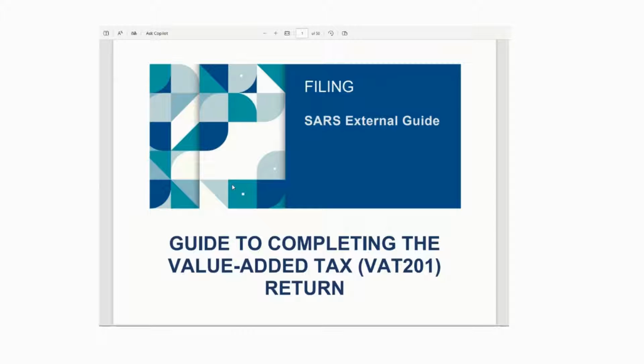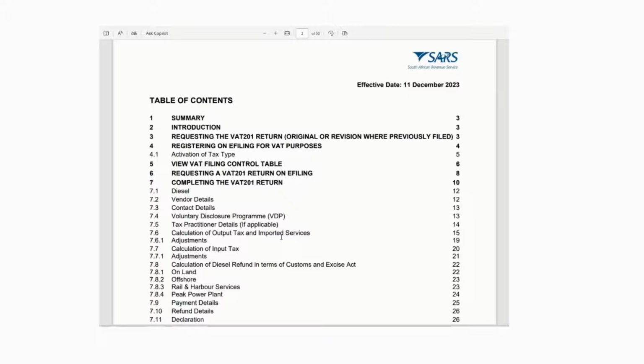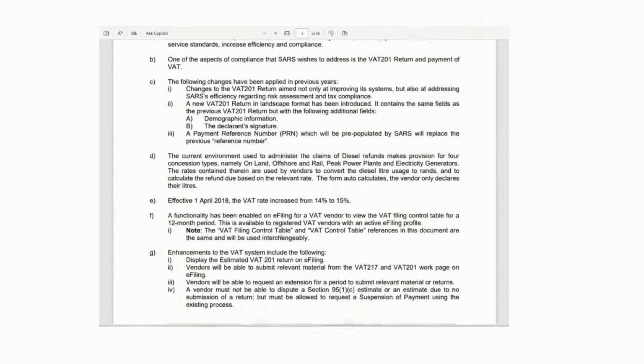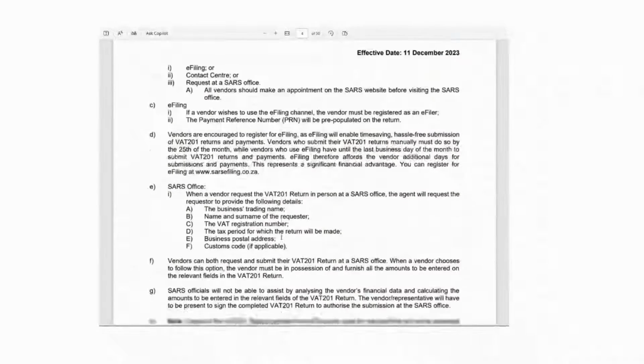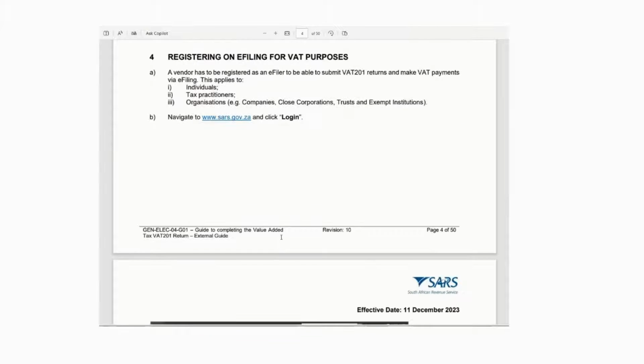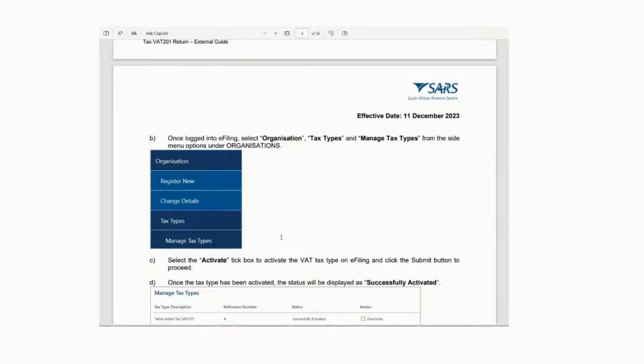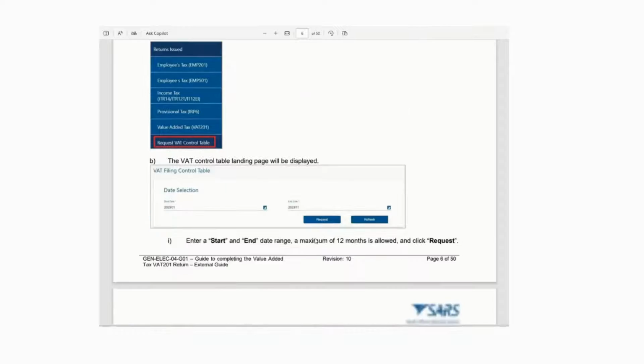So this is something new that you'll have to do on a bi-monthly basis, or every second month. And it's quite extensive, and it's a good training material that shows you how to access or register on e-filing system for VAT 201. And that's after you have successfully had your face-to-face meeting at the SARS offices, and they have issued you the privileges of being a VAT supplier, or a VAT vendor.